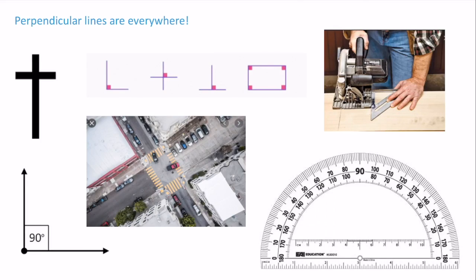Now, perpendicular lines are everywhere. You can see it in the cross. You can see it in a road intersection. In your textbook, the way they show it are these little boxes. They say that these are perpendicular, that's perpendicular. And this is a common symbol for perpendicular too, this upside down T. So you'll see that a lot.